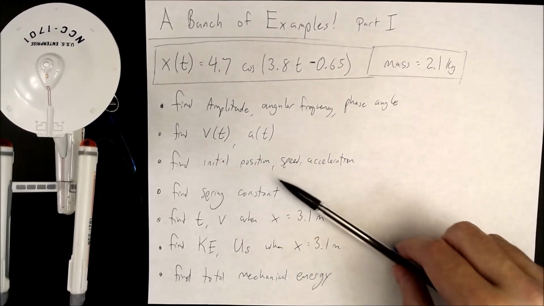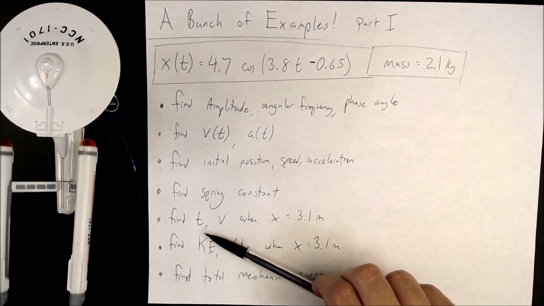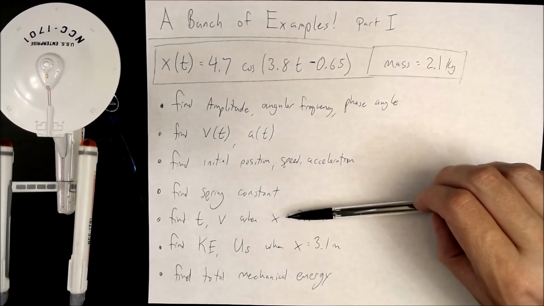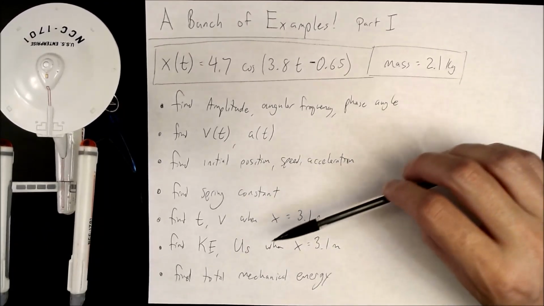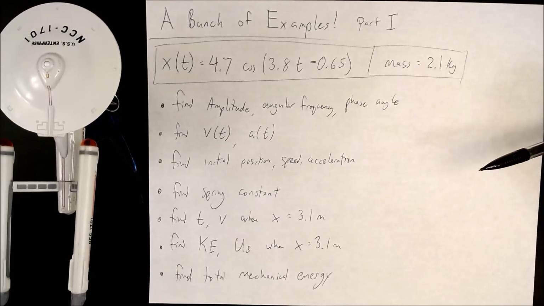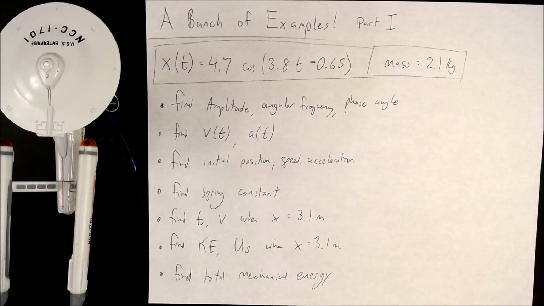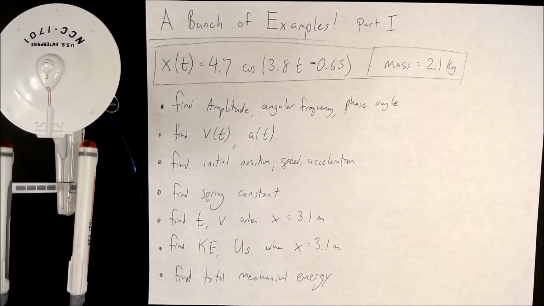We'll find the initial position, initial speed, initial acceleration, the spring constant. We will find the time and the velocity when the position of the object is at 3.1 meters. We'll find the kinetic energy of the object and the potential spring energy of the object when the object is at 3.1 meters, and we'll find the total mechanical energy of the system in the oscillation. That is not nothing. That's a lot of stuff, and it's actually kind of neat.